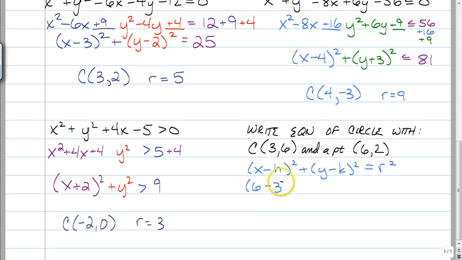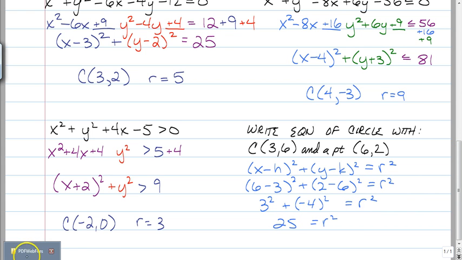So we have (6 - 3) squared plus (2 - 6) squared is equal to r squared. So this is going to be 3 squared plus a negative 4 squared is equal to r squared. So that's going to give us 25 is equal to r squared. Now you do not need to square root that and find out that the radius is 5 because there's no need since the equation is r squared. So now you just have to write it as (x - 3) squared plus (y - 6) squared equals 25.